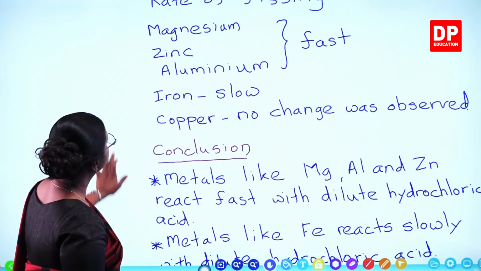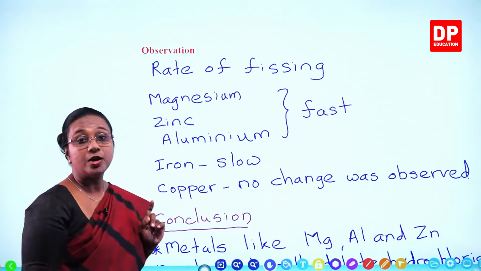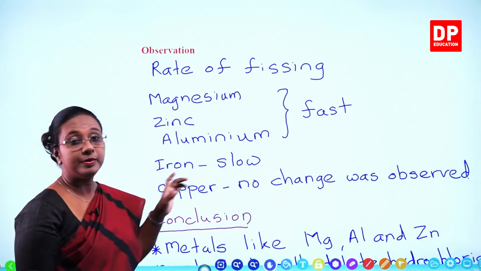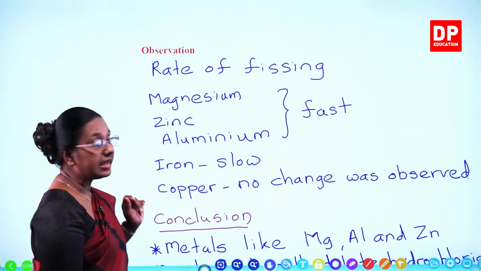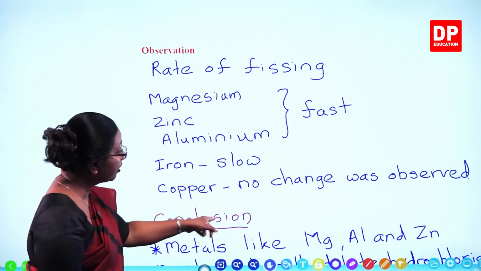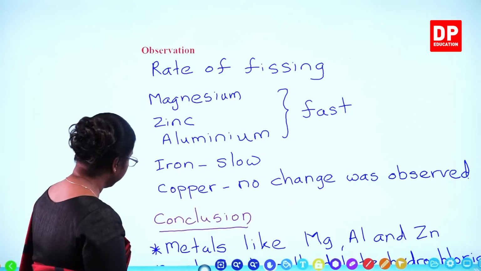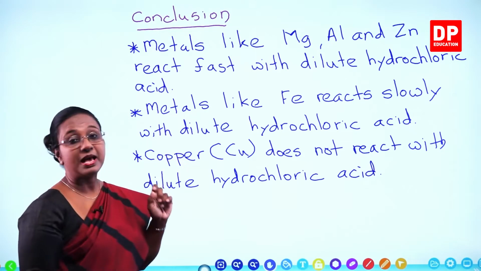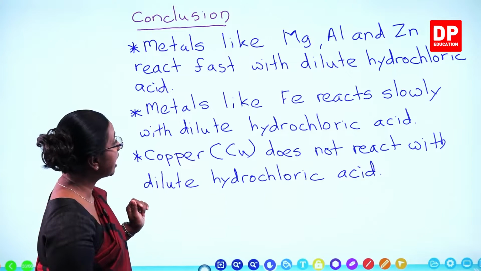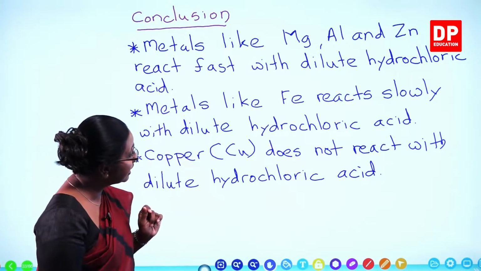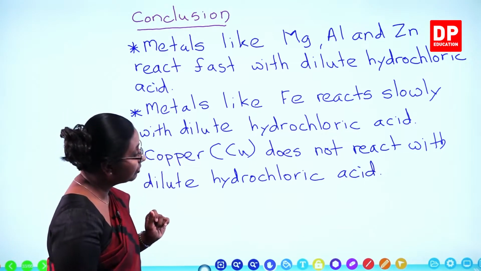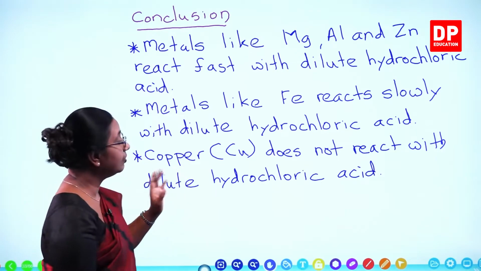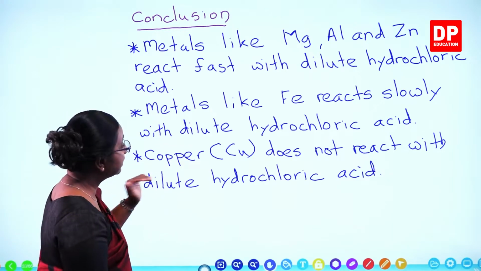So that is how the reaction is. We observe the reaction, we observe the rate of fizzing. Magnesium, zinc and aluminium, the rate of fizzing was fast. Iron, it occurred slowly, and copper, there was no change observed. And from that, we were able to conclude that metals like magnesium, aluminium, and zinc react fast with dilute hydrochloric acid. Metals like iron react slowly with dilute hydrochloric acid, and copper does not react with dilute hydrochloric acid. So those are the conclusions.